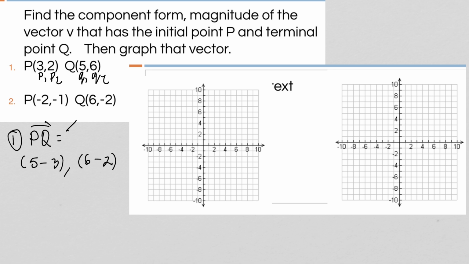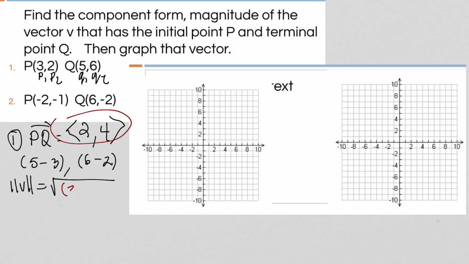So my vector here is represented as 2. 5 minus 3 is 2. 6 minus 2 is 4. 2, comma 4 is the vector. To get the magnitude of this vector, remember that's that absolute value bars, I'm going to be taking what we just got, the vector, and I'm going to be plugging it in and squaring each component of the vector, the 2 and the 4. And let's work this out. I get it to be the square root of 4 plus 16, which is the square root of 20. So this is my magnitude, my length of this vector.